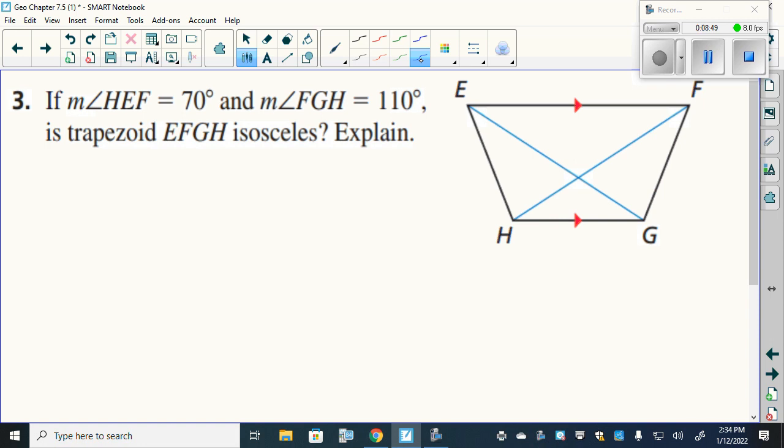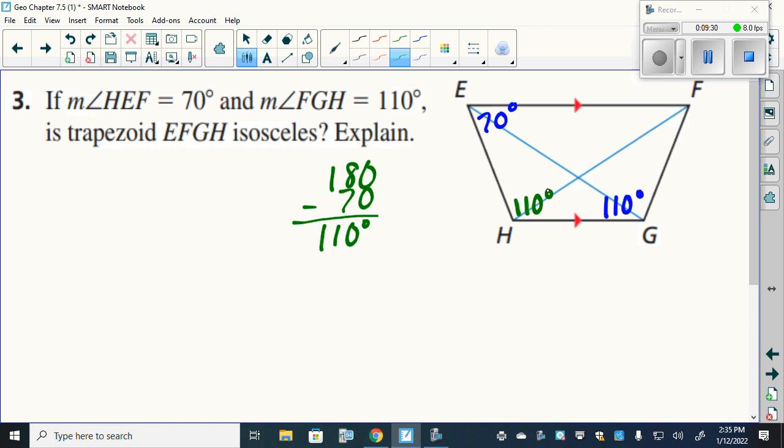HEF is 70 degrees. FGH is 110 degrees. Can we say that this is an isosceles trapezoid? So how can we go about doing that? 180 minus 70 would be 110. So what did we just find? H, so this is 110, yes?